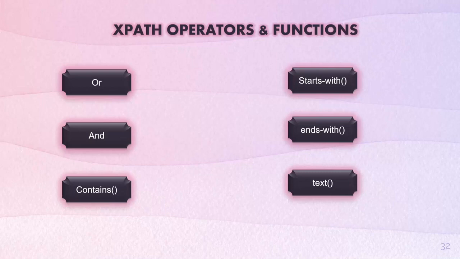So in the previous tutorial we learned about XPath, what is XPath and the different types of XPath, that is the absolute XPath and the relative XPath. Also we learned the difference between the two. So in this tutorial we will understand about the XPath operators and functions. So let's get started.